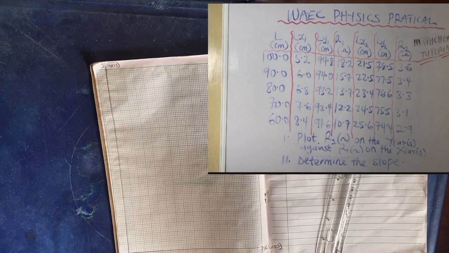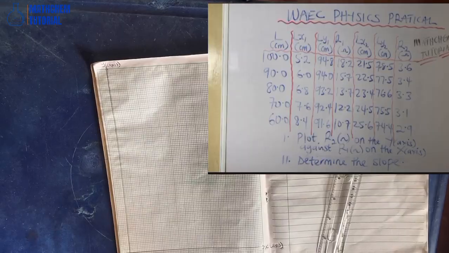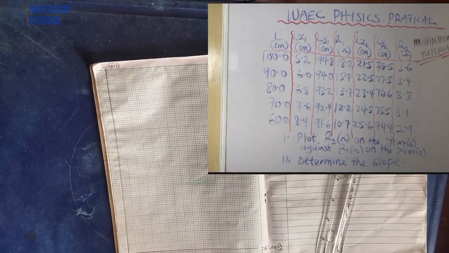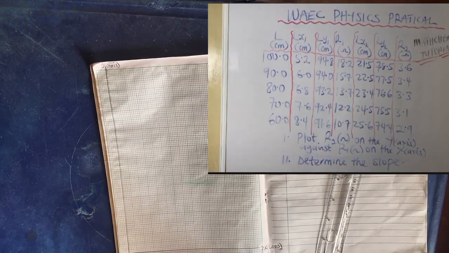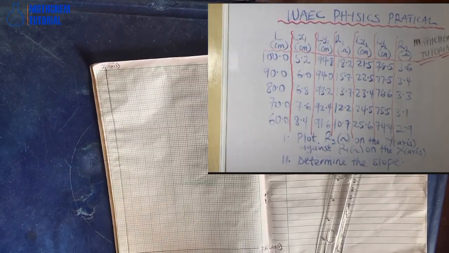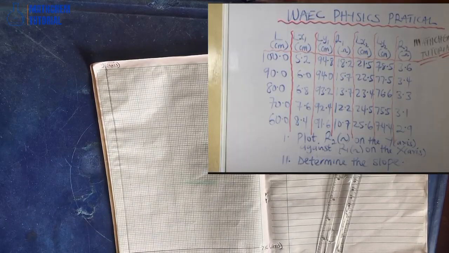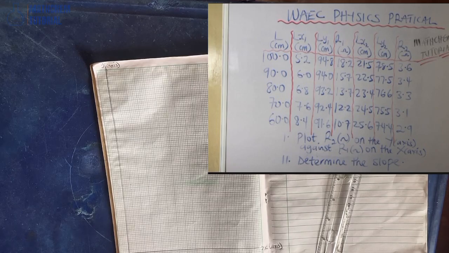Now let's move on. The next step for you to do is to write which type of graph you are plotting. Remember that it is R2 against R1, whereby R1 is on the x-axis and R2 is on the y-axis.